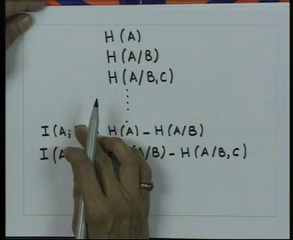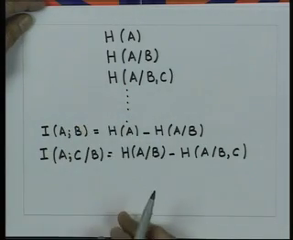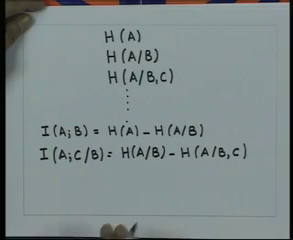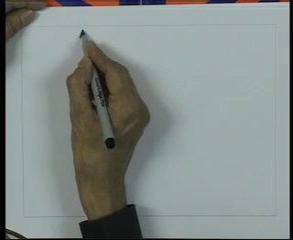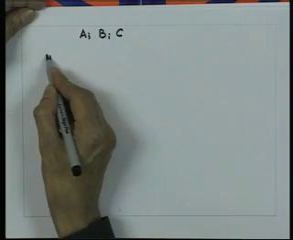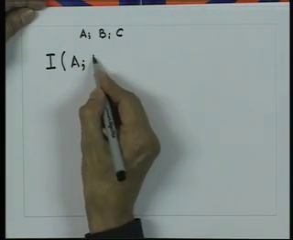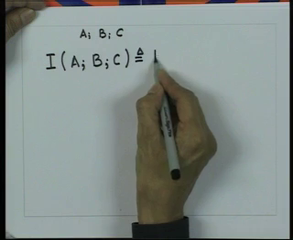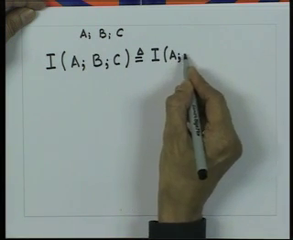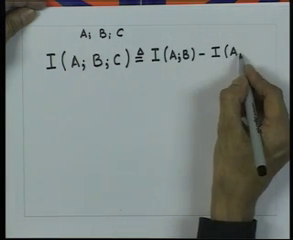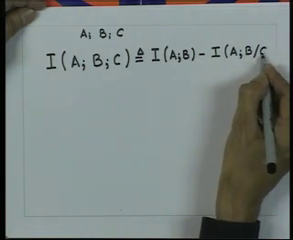Now, both these quantities involve the mutual information of just two alphabets. It is also possible to define the mutual information of more than two alphabets. So, let us define the mutual information of A, B and C alphabets. By definition, I of A semicolon B semicolon C is equal to I of A semicolon B minus I of A semicolon B given C.